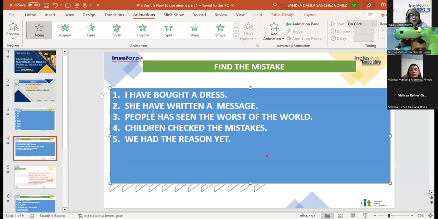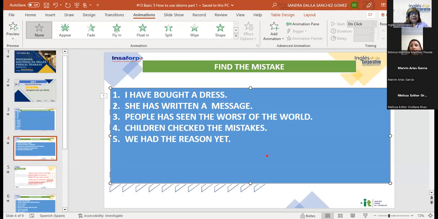In the number two, she have written a message. What is the mistake? The auxiliary. Uh-huh, the auxiliary. Has to be has. She has written a message. Number three, people have seen the worst of the world. What is the mistake?